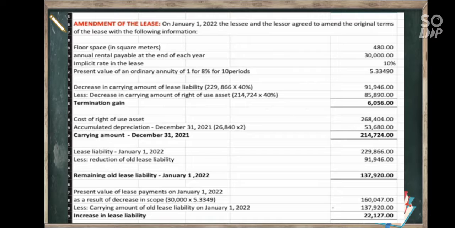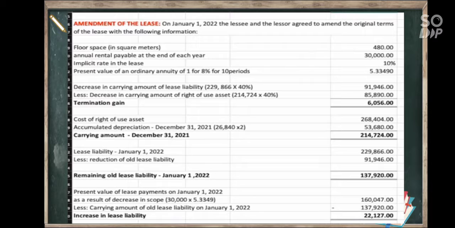On January 1, 2021, the lessee and the lessor agreed to amend the original terms of the lease with the following information. Floor space in square meters is 480. Annual rental payable at the end of each year is 30,000. Implicit rate in the lease, 10%. Present value of an ordinary annuity of 1 for 8% for 10 periods is 5.33490. Decrease in carrying amount of lease.